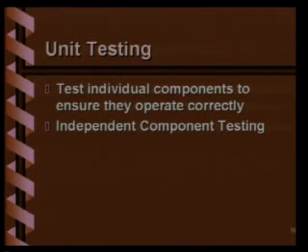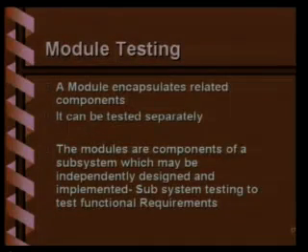The first thing we do in testing is unit testing. Test individual components to ensure they operate correctly. Independent component testing is what unit testing is. So you are starting from the bottom approach once again. Module testing is the next step. A module encapsulates related components. It can be tested separately. The modules are components of a subsystem, which may be independently designed and implemented. Subsystem testing tests the functional requirements. So you are testing all the subsystems and ensuring that the subsystems are working correctly.